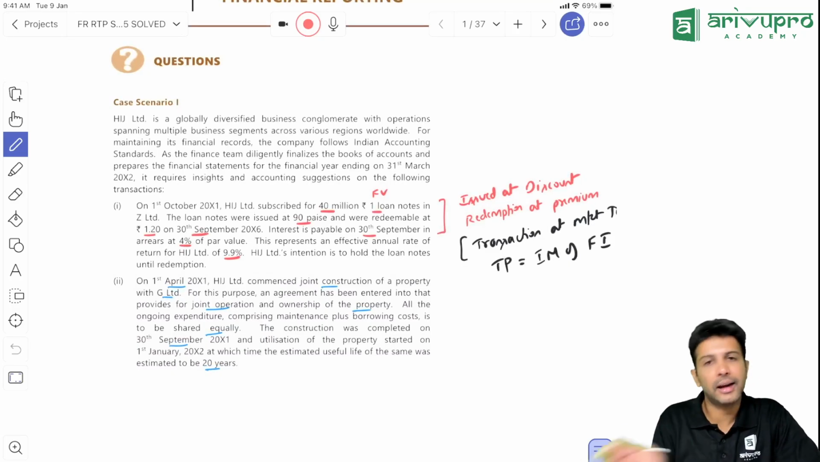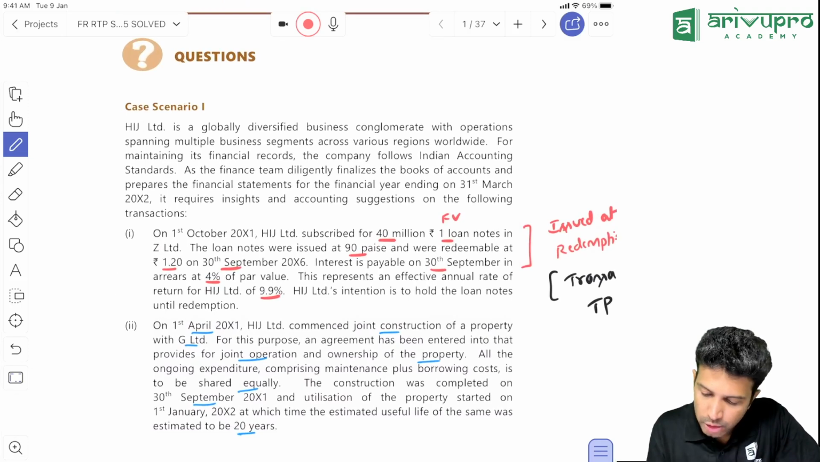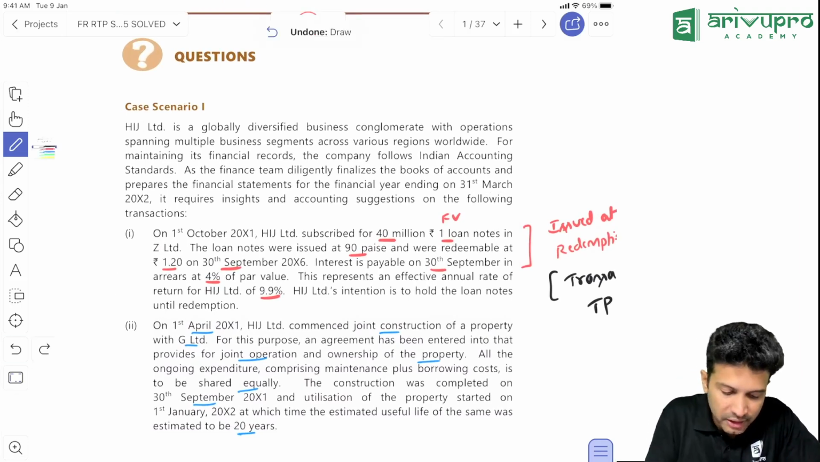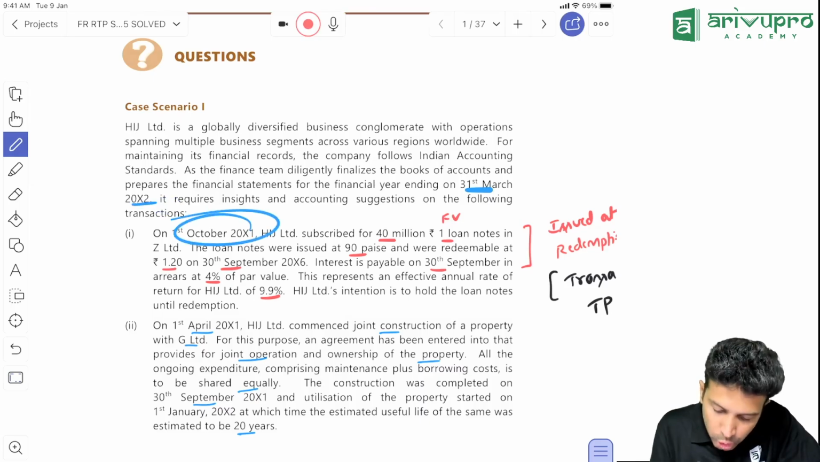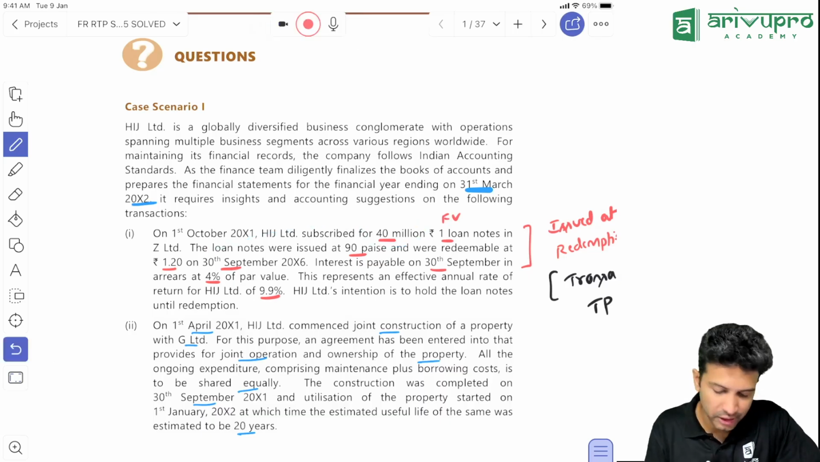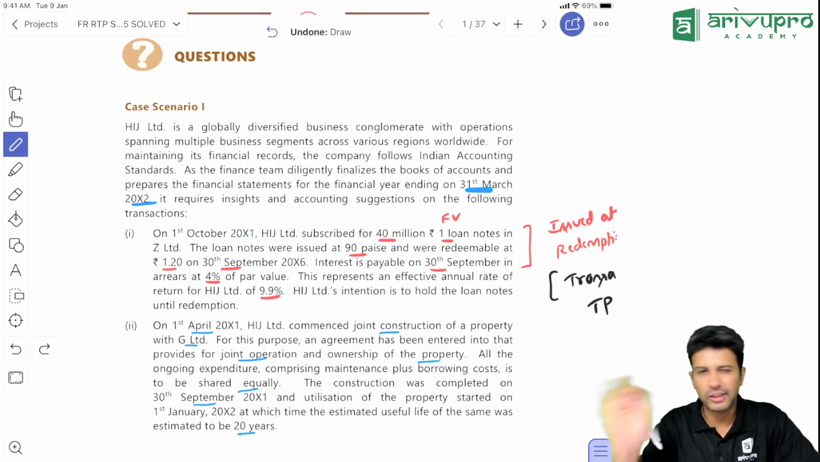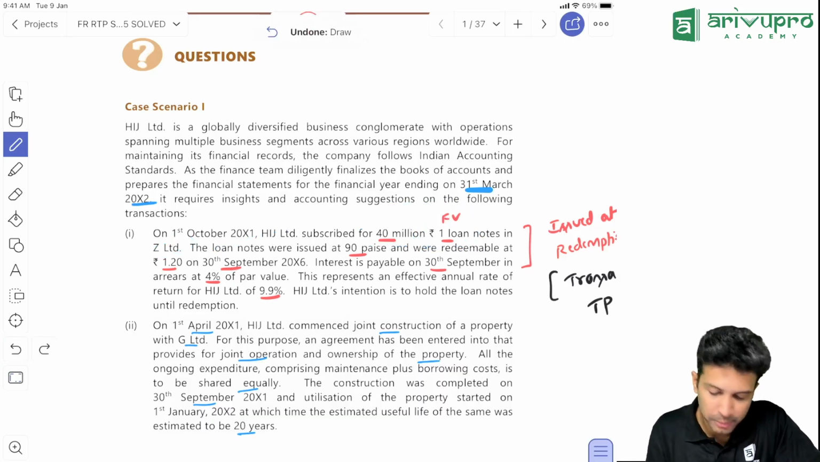Now let's go back and review the case study a little better. For this year, the company's financial year is ending on 31st March 20X2. In October 20X1, that is the current year, this company subscribed to 40 million loan notes of rupee 1 each, as in debentures. Rupee 1 here stands for the face value. These are loan notes in Z Limited. Fair enough.